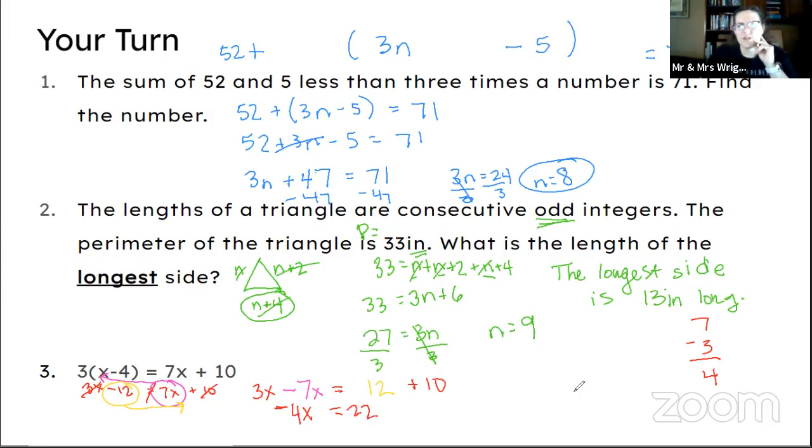Now to undo the -4 that's being multiplied by the x, we have to then divide both sides by -4. 22 divided by -4 is going to be -5.5. And you could reduce that down to a fraction, a reduced fraction, depending on what your instructions are. We don't have any instructions here, so I'm just going to go with the decimal.